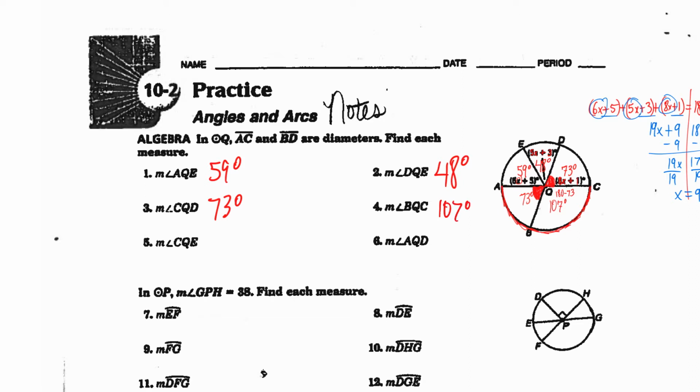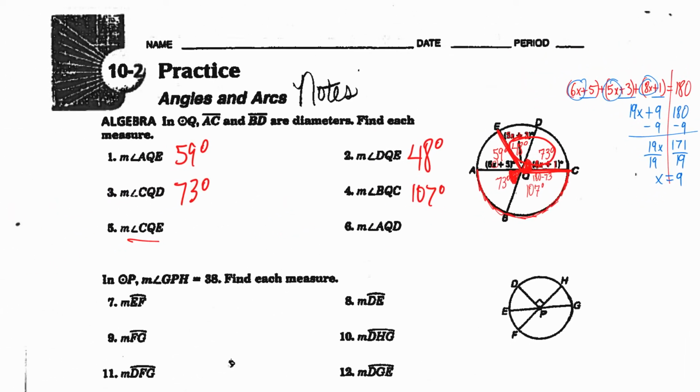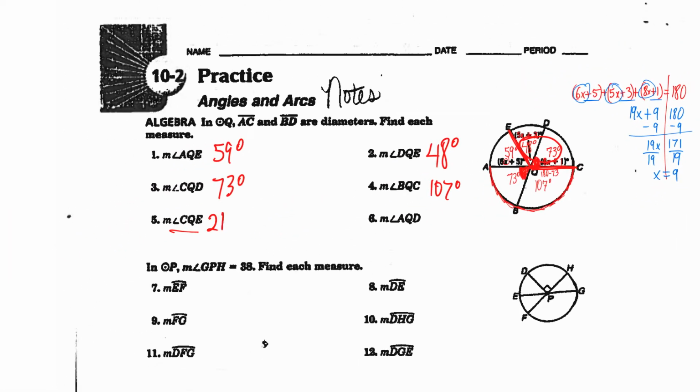Okay, CQE. So for CQE, you've got to add these two numbers up right here. So 48 and 73 is what? 121. And then AQD. AQD is right here. So it's these two numbers together, 59 and 48. 107. AQD is 107.